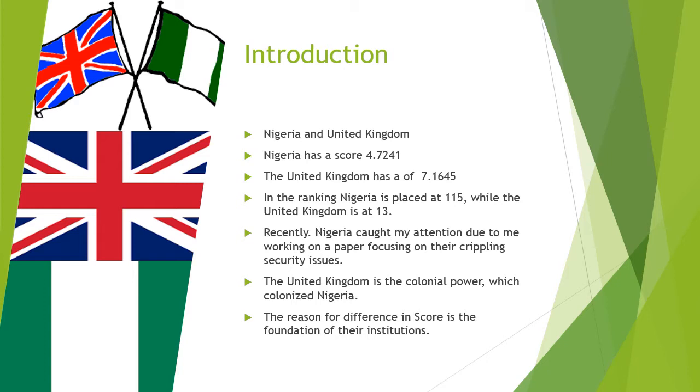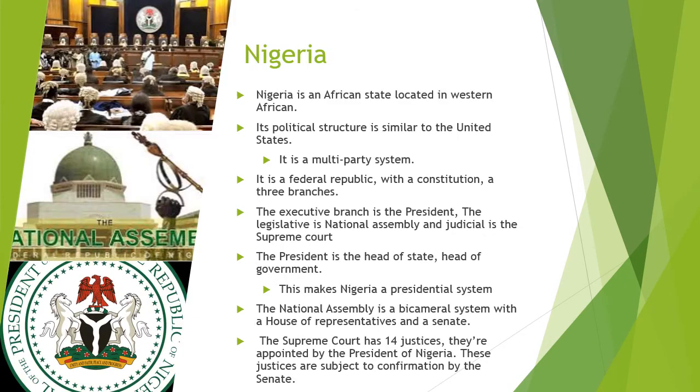Now, the reason for a difference in score is, in my opinion, the foundation and the strength of their institutions. Okay, so the political structure of Nigeria is similar to that of the United States. However, it's different. The one difference in it is that it's a multi-party system. It's a federal republic with a constitution, has three branches, the executive being the president, the legislative being the National Assembly, and the judicial being the Supreme Court. The president acts as head of state and head of government, making Nigeria a presidential system, just like the US.